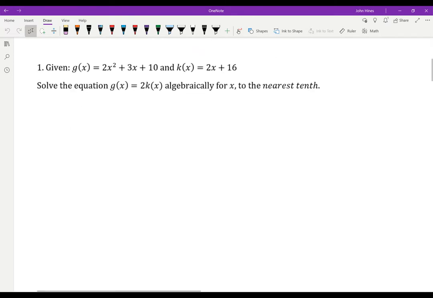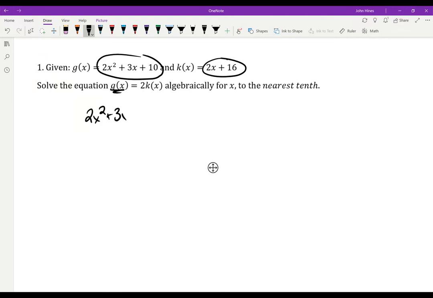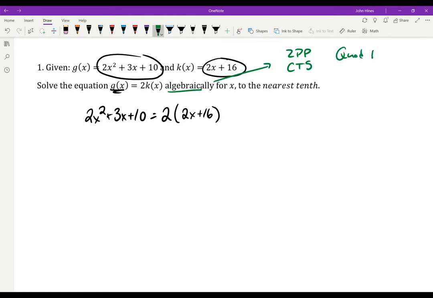So number one here, we're going to skip the opening exercise and jump right to number one. Given g of x equals this trinomial and k of x equals 2x plus 16, solve the equation g of x equals 2k of x algebraically. So I have three choices here: ZPP, complete the square, or our favorite, the quad formula, which hopefully you've been singing all week. Solve it to the nearest tenth.